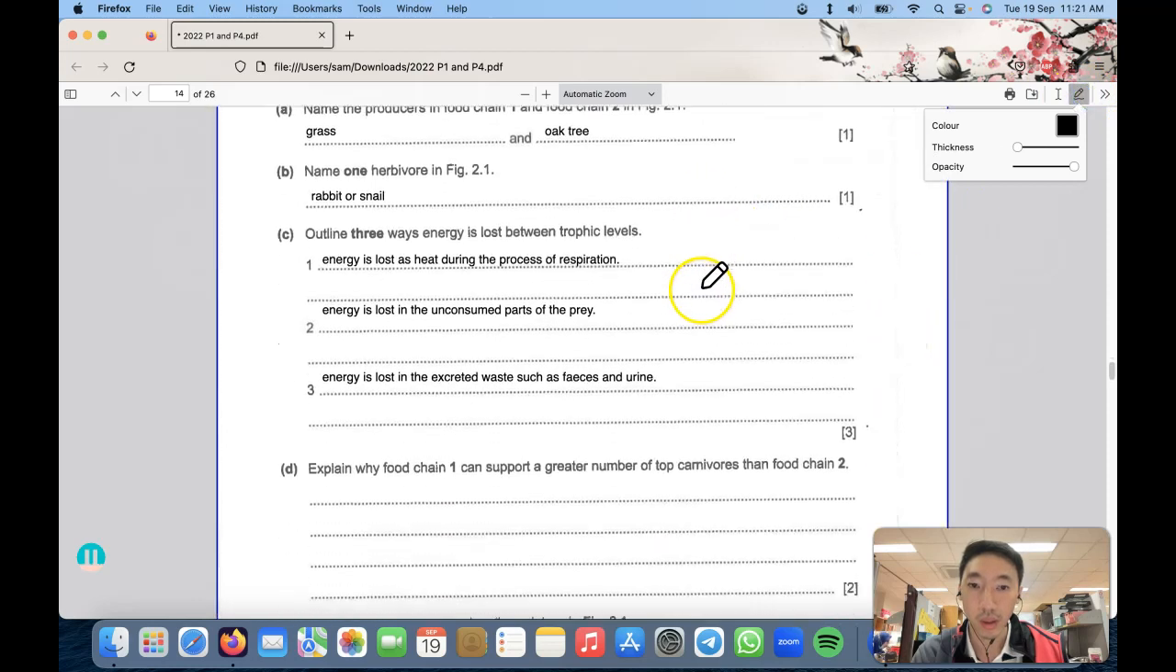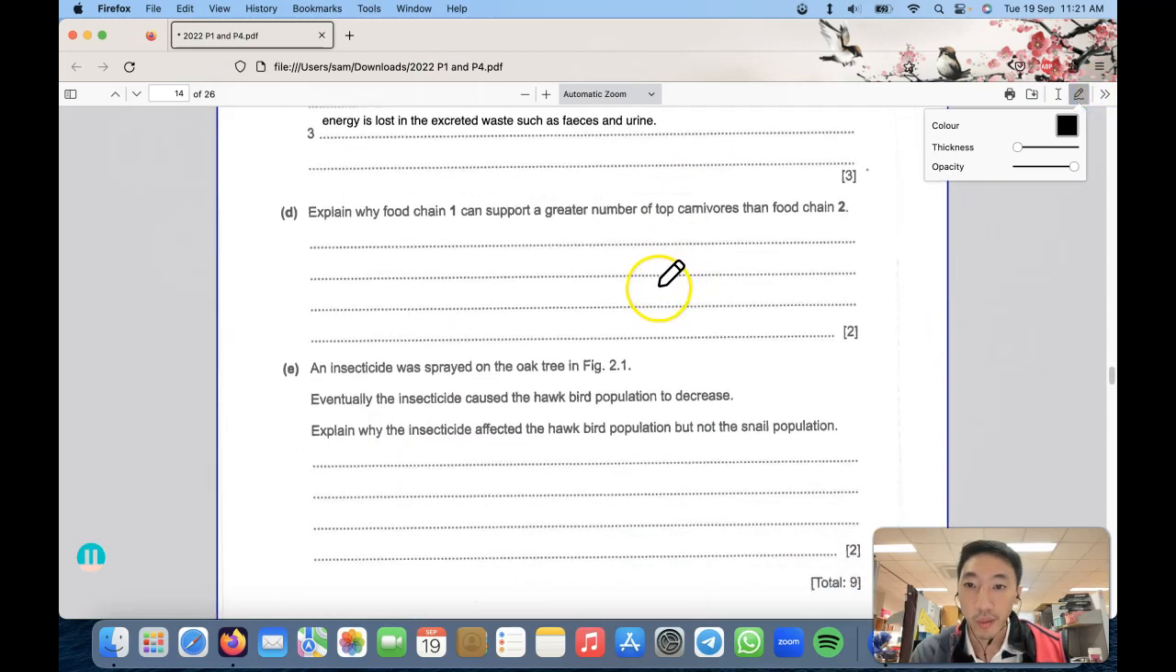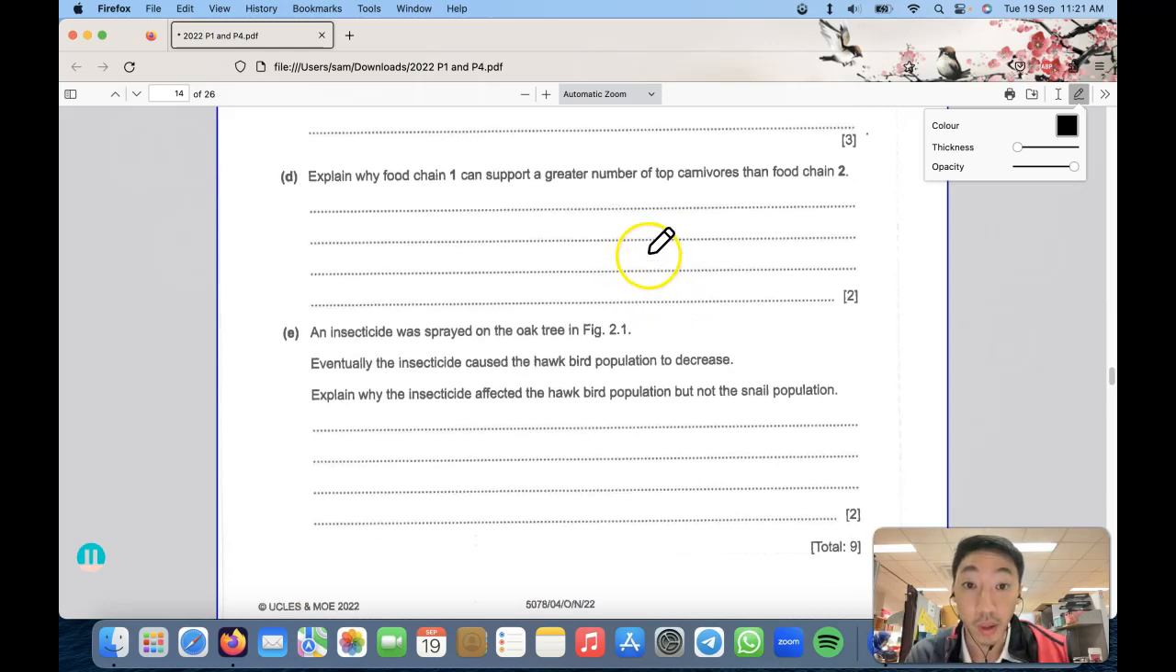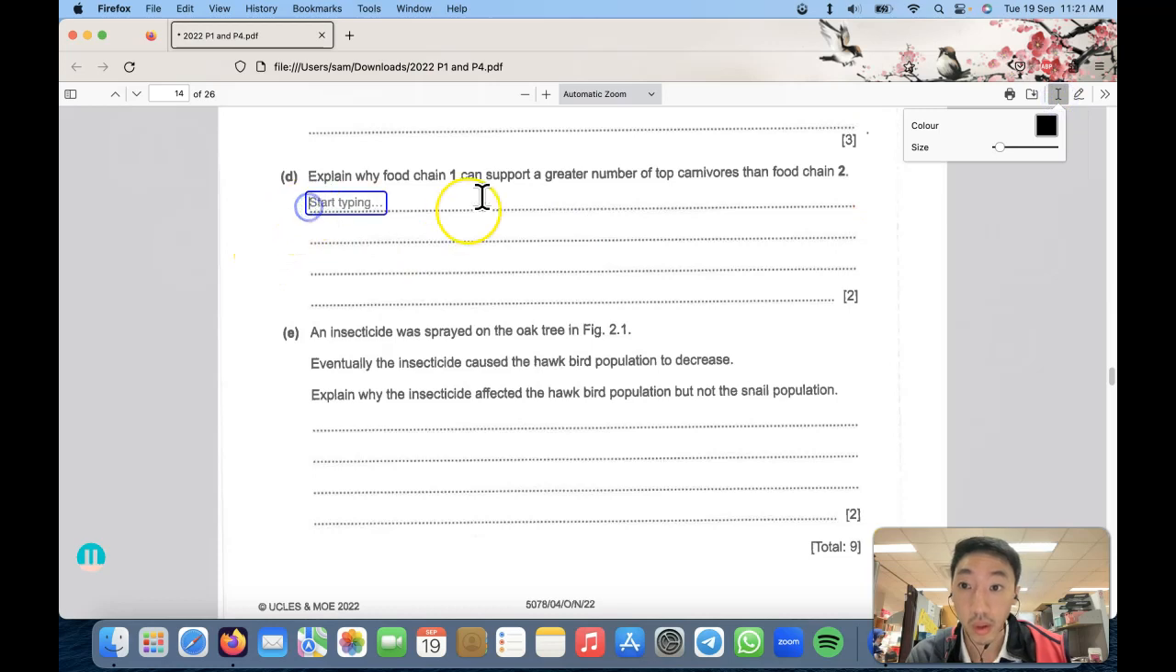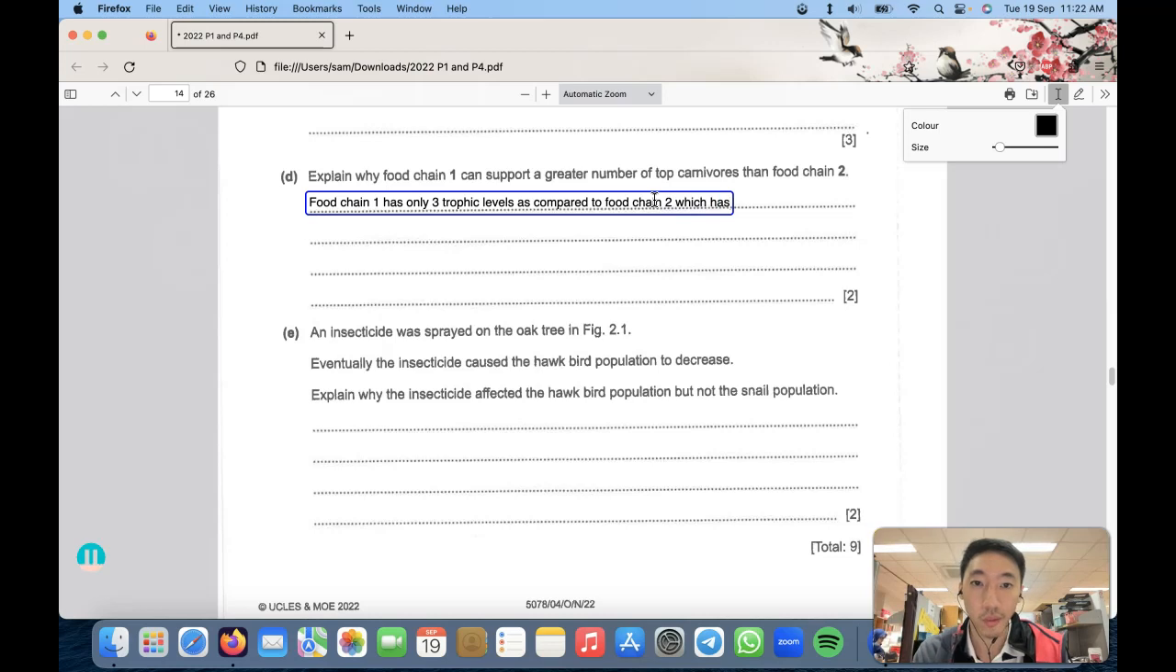Explain why food chain 1 can support a greater number of top carnivores than food chain 2. Okay, so food chain 1 has only 3 trophic levels, as compared to food chain 2, which has 4.